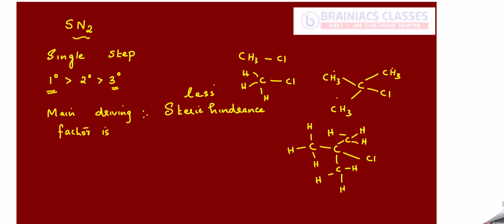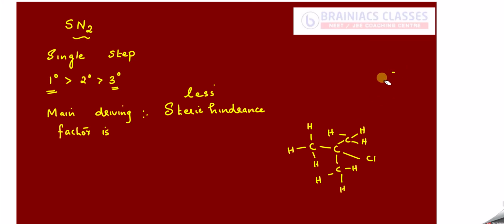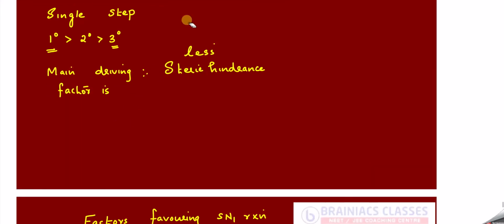So let us explain how this SN2 mechanism happens. Then you will understand why the 3-degree alkyl halide is not undergoing SN2 mechanism. After the explanation, you will get a clear picture. So let's see the mechanism of SN2. In SN2 mechanism, the most important thing to remember here is the nucleophile that is used. The nucleophile should be strong in nature.